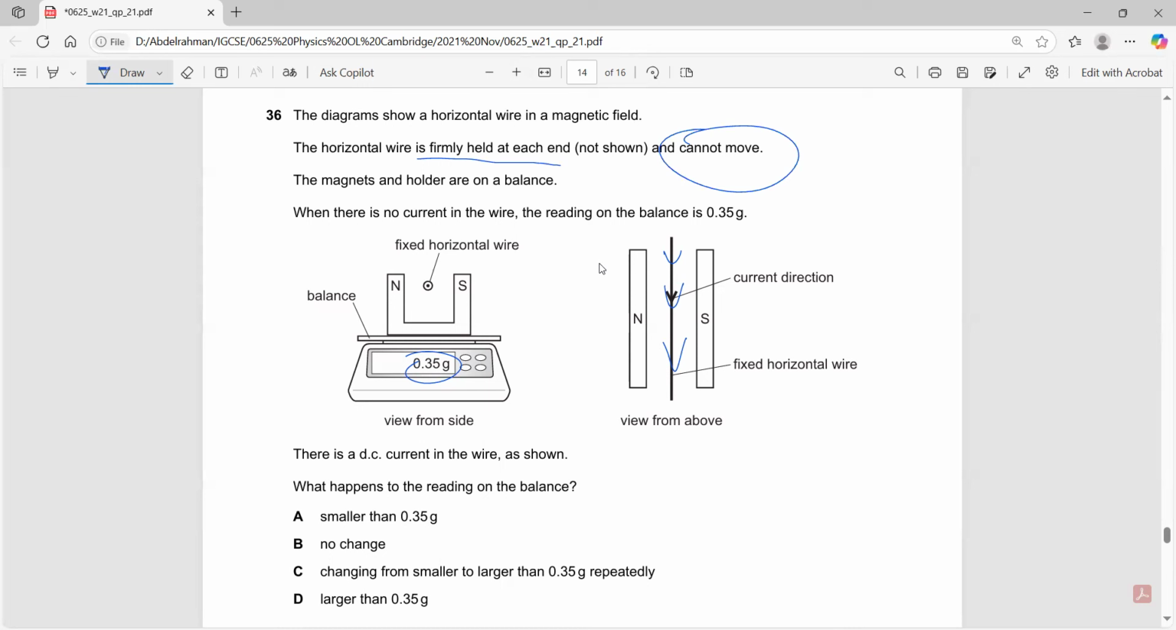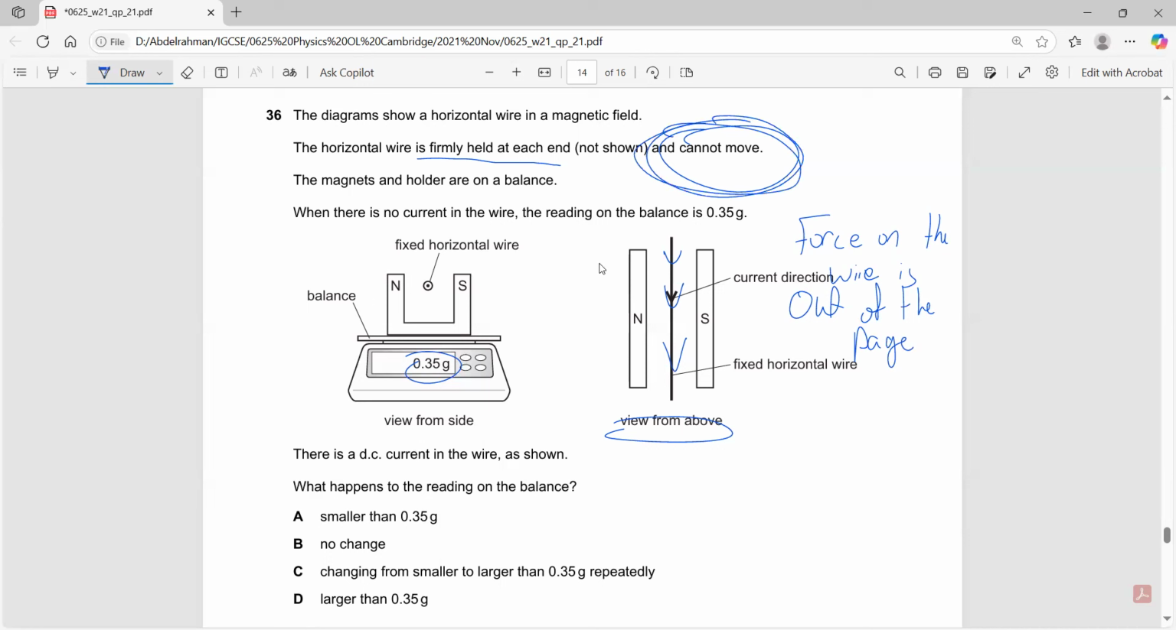Now, if you take a look at this view from above, you have a current in a wire and you have a magnetic field. Can I use my Fleming's left hand rule? Yes. The first finger points to the right, north to south, right? And then the current is moving downwards, and therefore the force on the wire would be out of the page, right? So the wire needs to move outwards, but the wire cannot move.